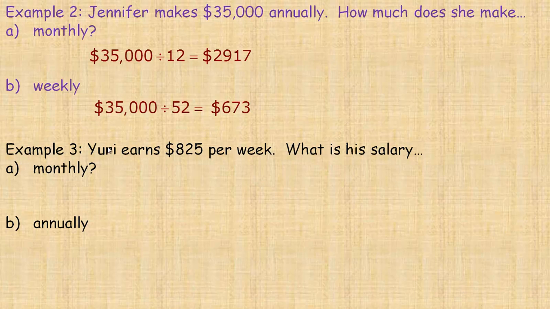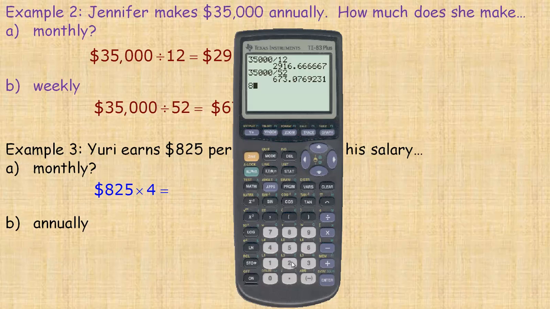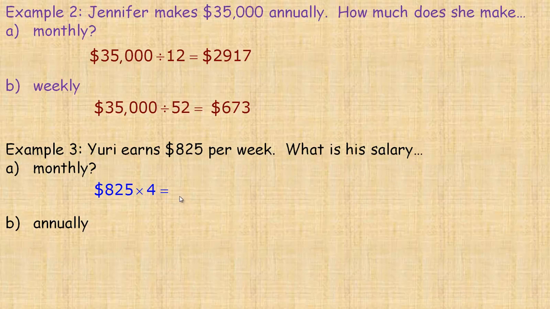In the last example, Yuri earns $825 per week. What is his salary monthly? Now, he's getting this each week. And remember, monthly, there's about 4 weeks in a month. So 4 of these 825s. So this would be the calculation, 825 times 4. So Yuri would be earning about $3,300 per month.